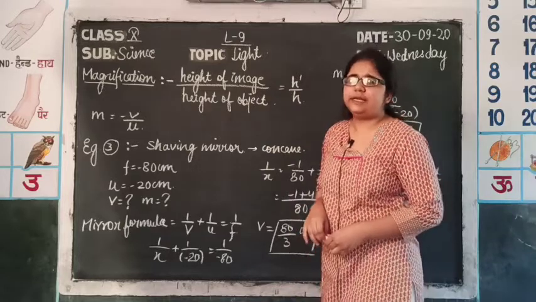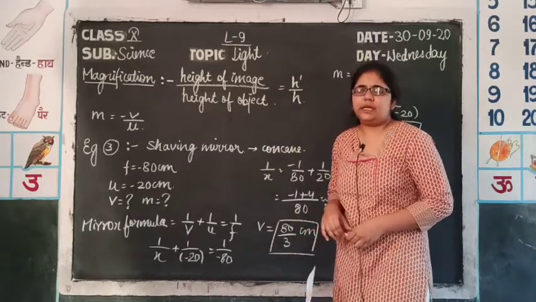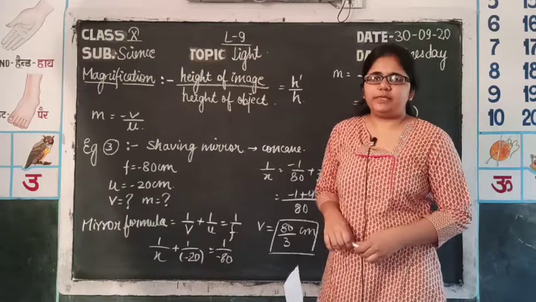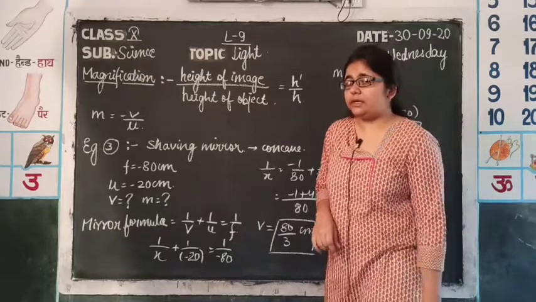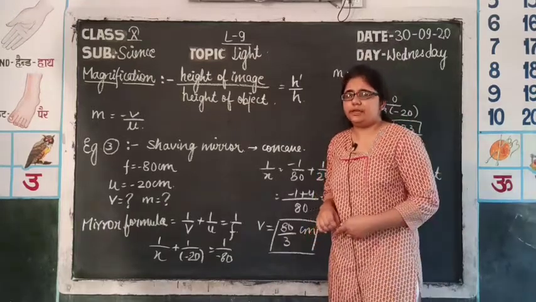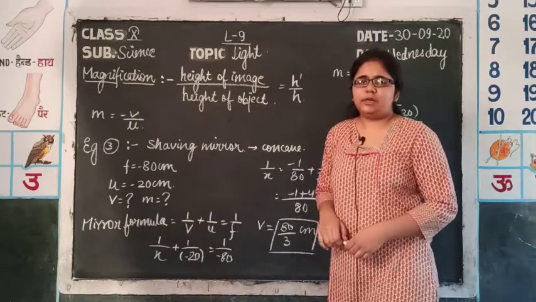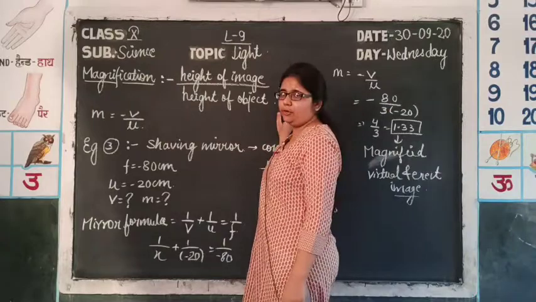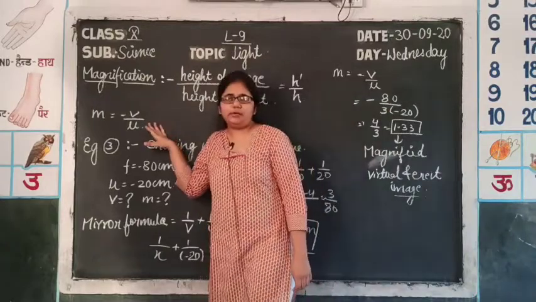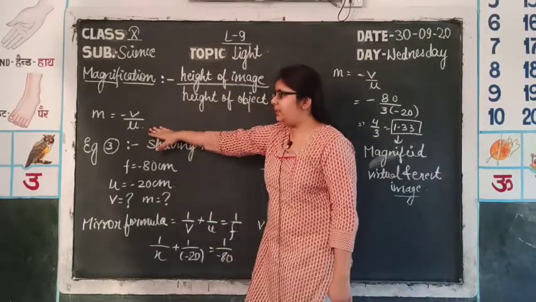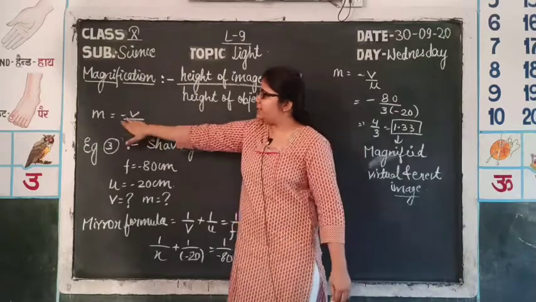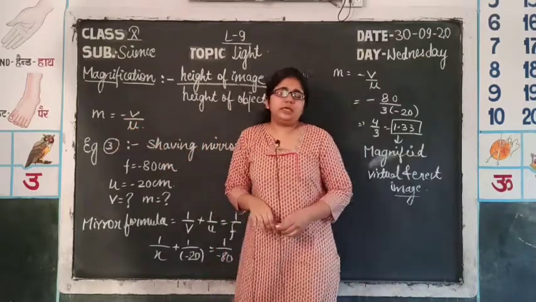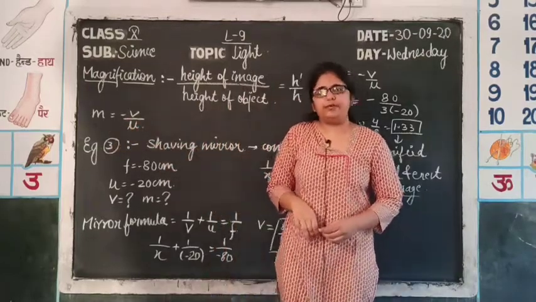If m is greater than 1, that means the image is larger than the object in terms of size. But if magnification is less than 1, then the image is smaller than the object. One more formula which is used in ray optics is m = -v/u. Now, what does this minus denote? This denotes the real and inverted form of the image.